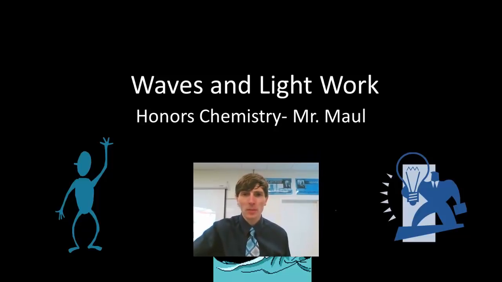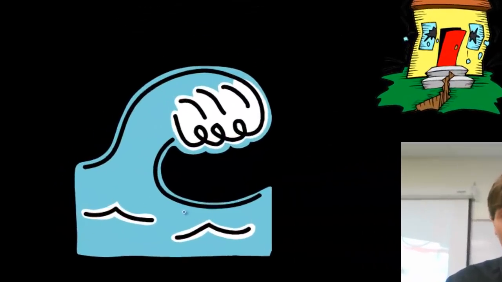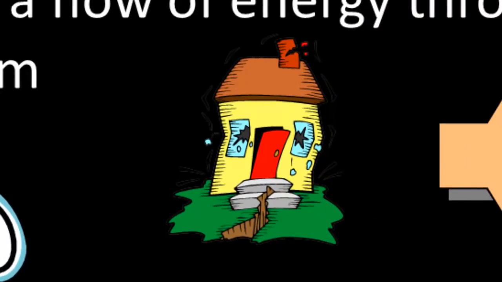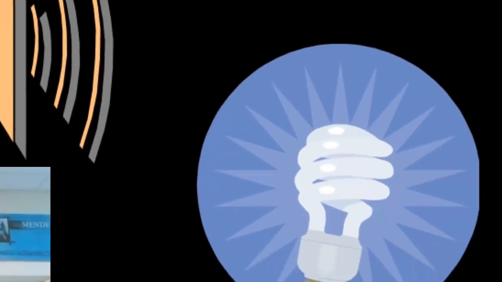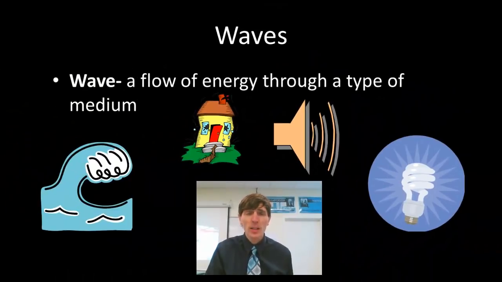Okay, so the first thing we need to worry about is, well, what is a wave? A wave is a flow of energy through some type of medium. So energy is being transferred to some type of medium. It could be water, it could be earth, like in an earthquake, it could be through the air in the form of a sound wave, or it could be a wave of light. Energy is being transferred through a medium. Okay, so this is what a wave is. So we're going to talk about some properties between different variables associated with waves.